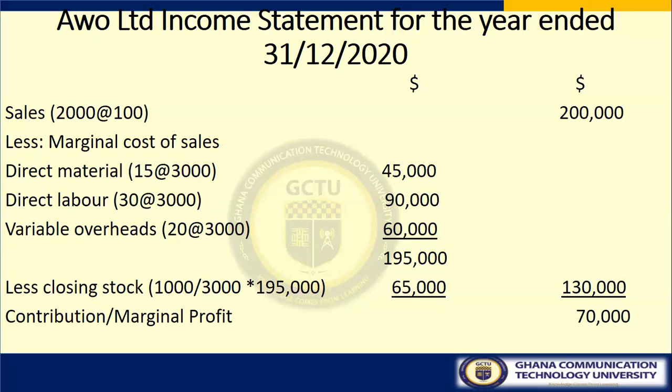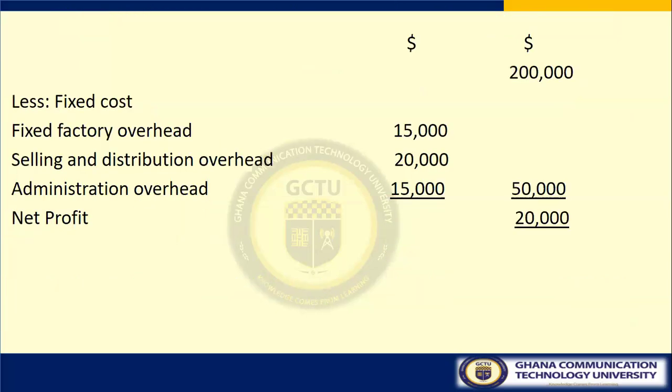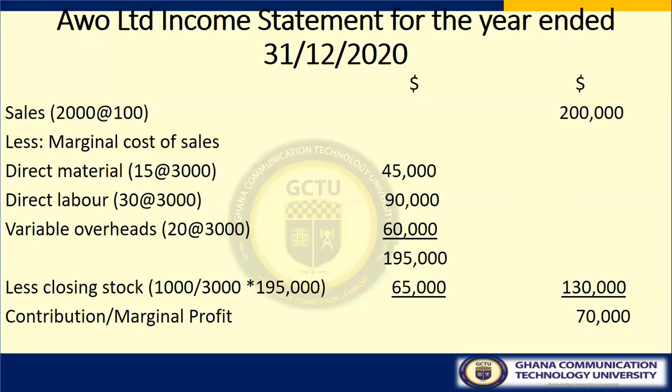That's your contribution, or your gross profit. Then you less fixed cost. From the question, we have fixed factory overhead, which is 15,000, selling and distribution overhead 20,000, administration overhead 15,000. So you add these three, you get 50,000. Then you less it from 70,000, getting 20,000 as our net profit. Let me go over it again.